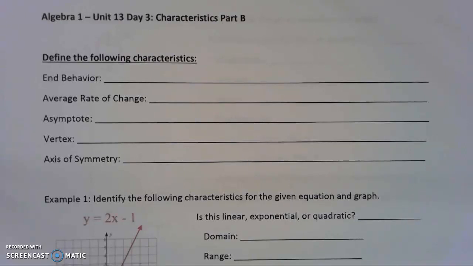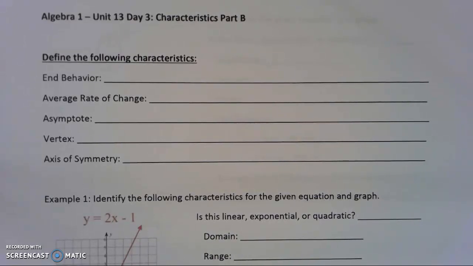We're going to be looking at the second part of our characteristics. So we're going to look at linear functions, exponential functions, and quadratic functions, and we're going to talk about end behaviors, average rate of change, asymptotes, vertex, and axis of symmetries. Now, some of those don't apply to each of the types of functions, so we'll look a little bit more at which functions they do apply to.